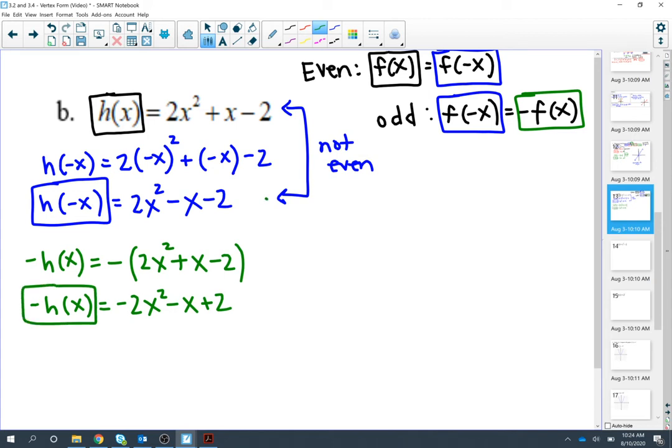So now I compare this guy to this guy. Remember, for odd, you don't go back to the original function. You compare the step you did for even with the step you did for odd. Are these, the one I have in blue, the same as the one I have in green? And the answer is no. This one's positive, this one's negative, this one's negative, no. So not odd, which means this guy is neither.